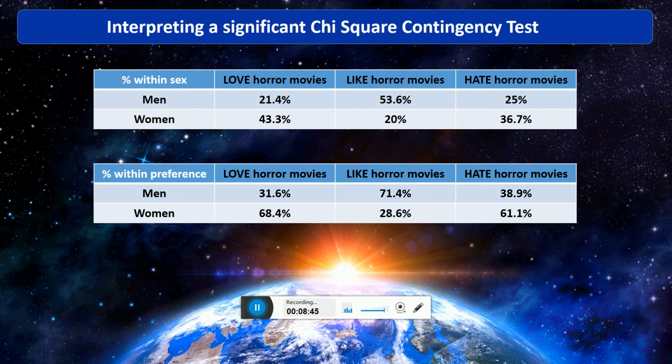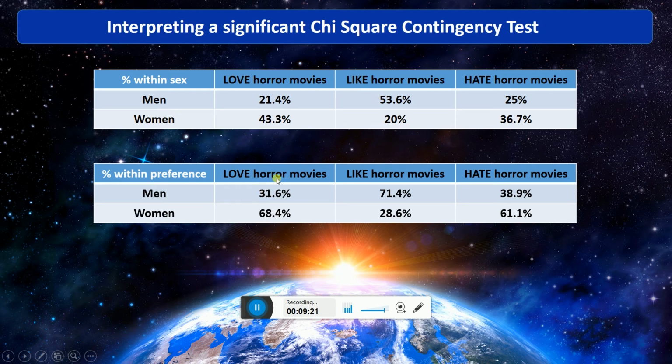And that would tell people what's going on. But another way of doing this is looking at the percent within the other variable. So for example, percent within preference. Here, instead of going across, which would be percent within men and percent within women, if we want percent within preference, we need to go down. We need to look at the percent within just a preference for horror movies, so love horror movies. And you know you're looking at the right percentages if, when you add them up, they sum to 100%.